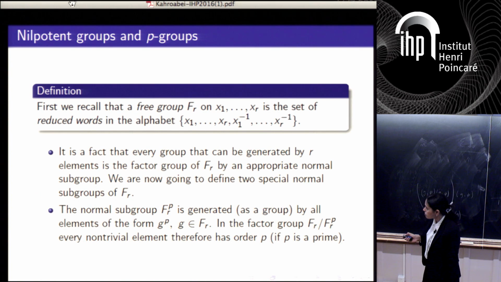So we also proposed free nilpotent p-groups. Remember what I defined as a free group. If you consider the normal subgroup F^p(R) generated by all elements of the form g^p on R generators, then in the factor group F(R)/F^p(R), every non-trivial element therefore has order p, if p is prime.